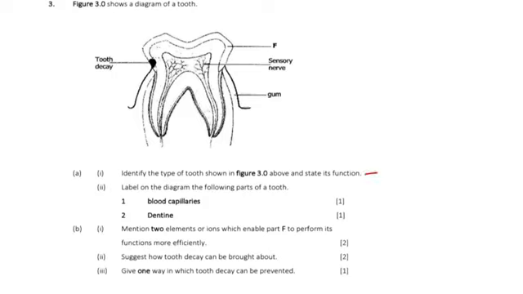The type of teeth that you are able to see here, it is called what? If you are going to write the premolar or the molar, the answer is still correct, because they have, as we can see, the structure. Then what is the function? The function we said is for crushing and grinding of food.